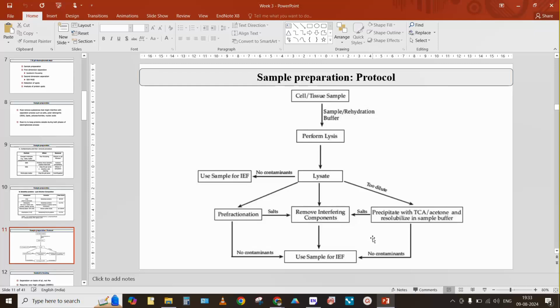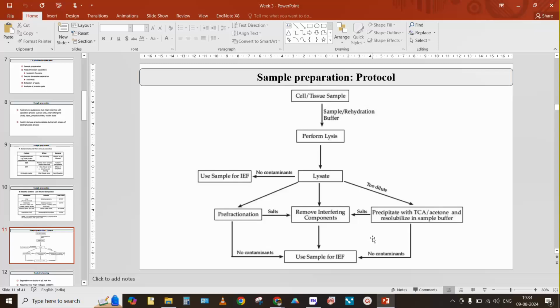We need lysis buffer, protease inhibitor cocktail, DNase and RNase, DTT, which is dithiothreitol, and some solvents like acetone, methanol or chloroform for protein precipitation, which is optional. Then a centrifugation technique, a sonicator or any homogenizer, and IPG strips. Yes, IPG strips are also there.